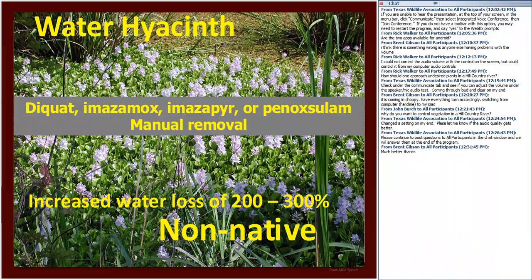Recently, we have been finding that perhaps some of the plants are developing a little bit of resistance to diquat, and so therefore we're using a lot more imazamox and imazapyr, because those are systemics. They are very effective, and they're not near as expensive as penoxsulam is.